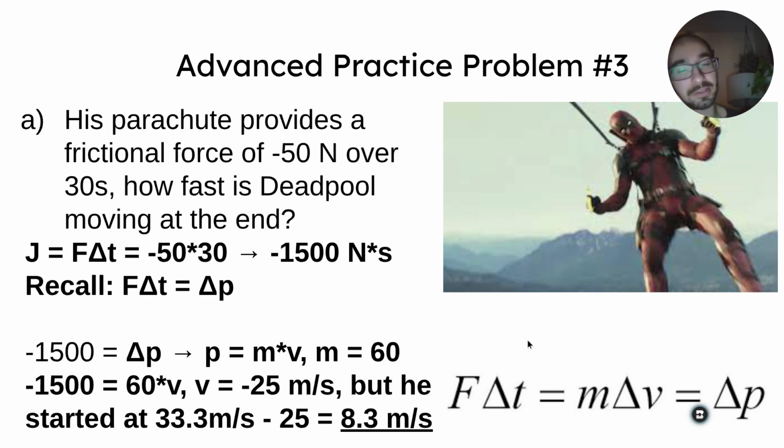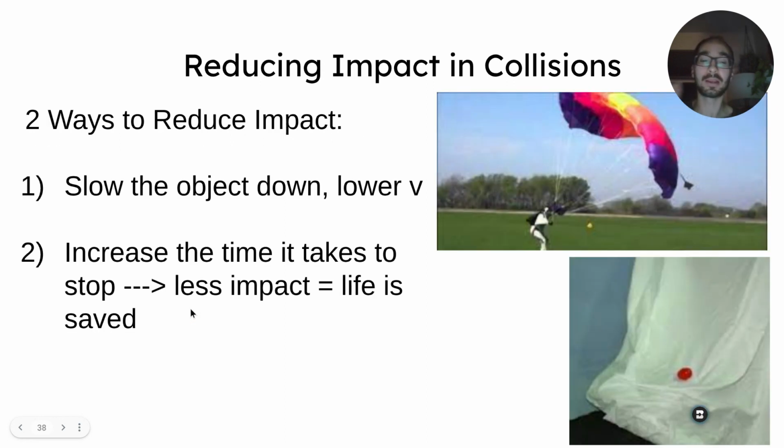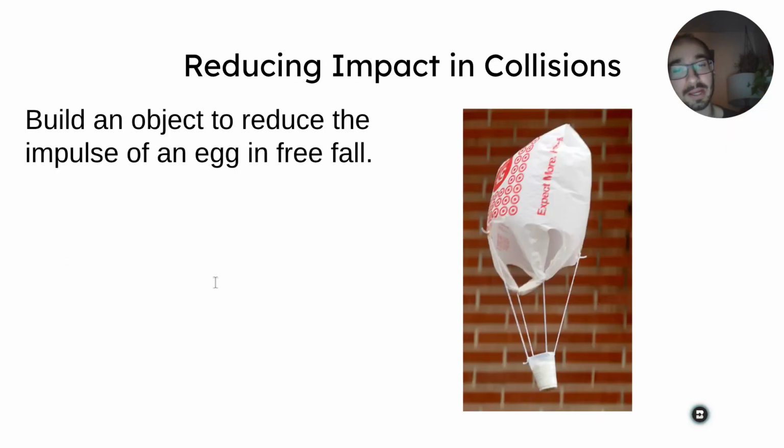I think the easier way is to do 2,000 minus 1,500 and then plug it back into the P equals m times v equation. That is the last thing before the egg drop. But I just want you to remember while we do this, there's two ways to protect your egg in the egg drop. One is slowing the object down. Two is increasing the time it takes to stop. Less impact if you give the object more time to slow down and stop. And that, in this case, would be packaging. If you have packaging, it'll give the egg more time to roll around and reduce the impact.